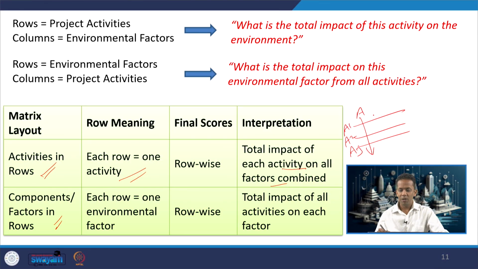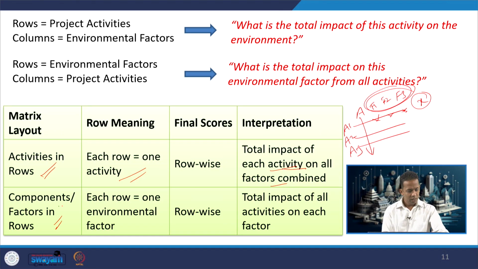Now suppose the environmental factors are F1, F2, F3. A1 will have some values here for F1, F2, F3, and the total sum will be the addition of these three numbers. So, this will represent the impact of activity A1 on all the factors combined. That is the interpretation. If you have activities in the rows, the final magnitude or significance will represent the total impact of each activity on all the factors combined.